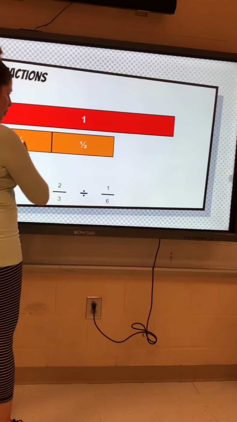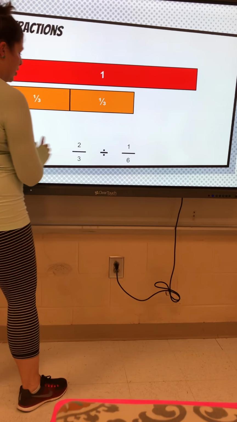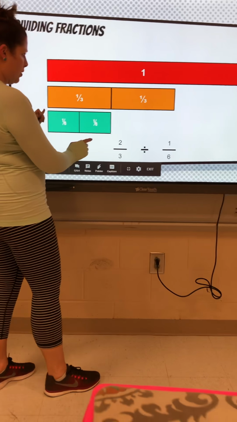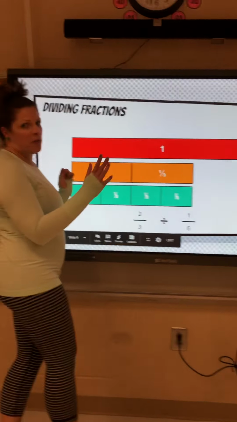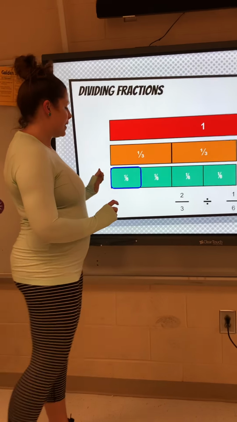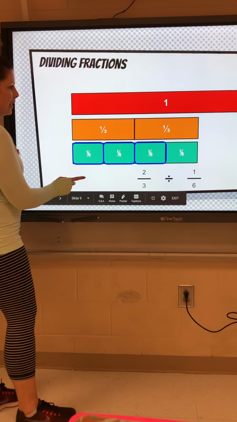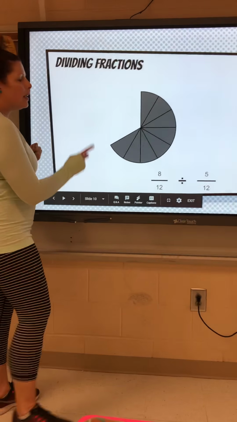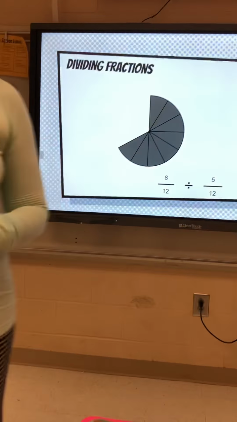1 whole, 2/3 of the whole, because this is what we're looking at. How many 1/6 are in 2/3? 1/6, 2/6, 3/6, 4/6. Perfect. We don't have any hanging over this time. Easy peasy lemon squeezy. There we go, counting them: 1, 2, 3, 4. All right, 8/12 and 5/12.